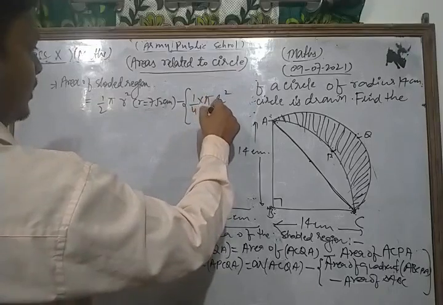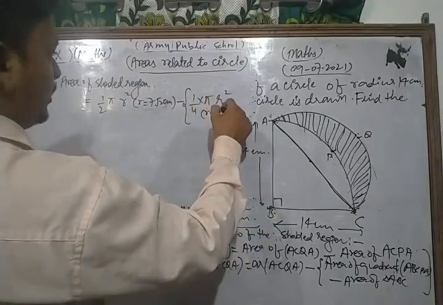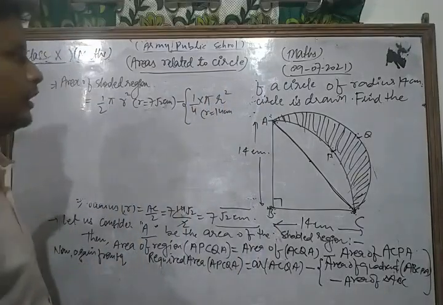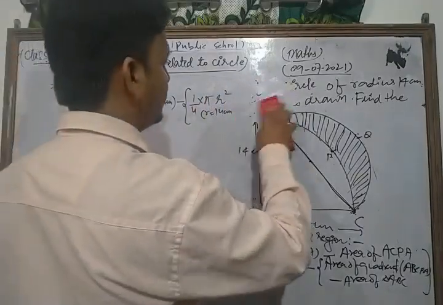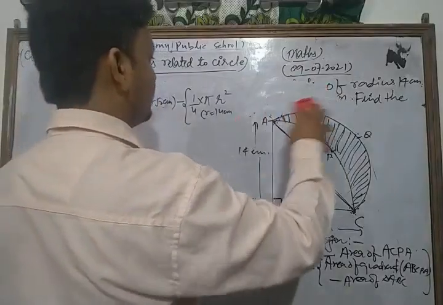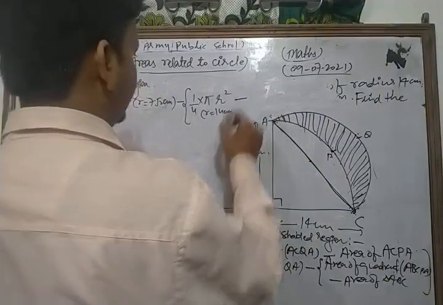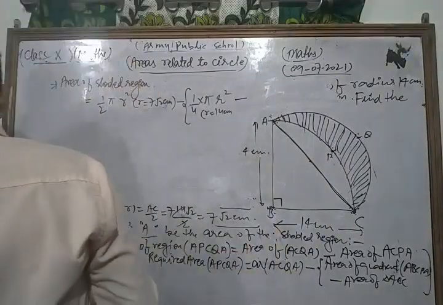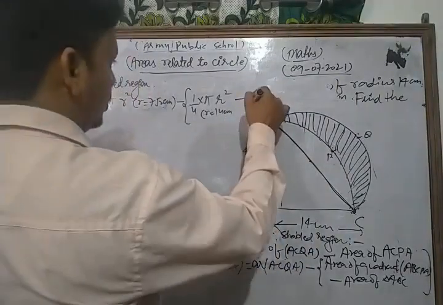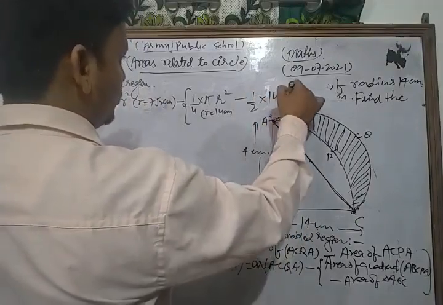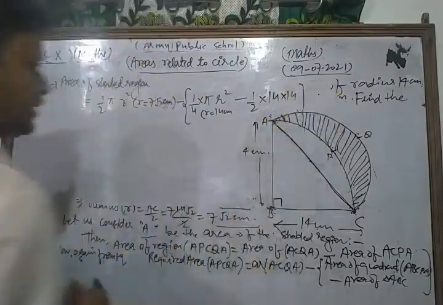Here r is equal to what? 14 centimeter. And now minus the area of triangle ABC, a right angle triangle, 1 upon 2 base into height. So 1 upon 2 into base is 14 and height is also 14. Now we simplify them.